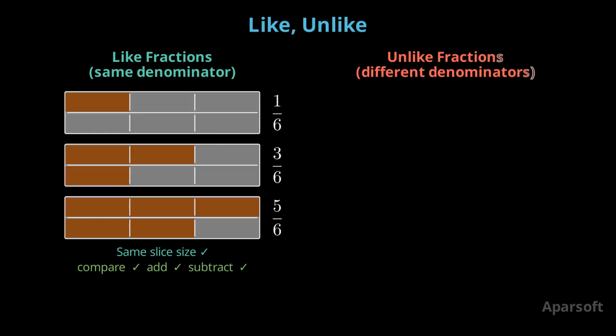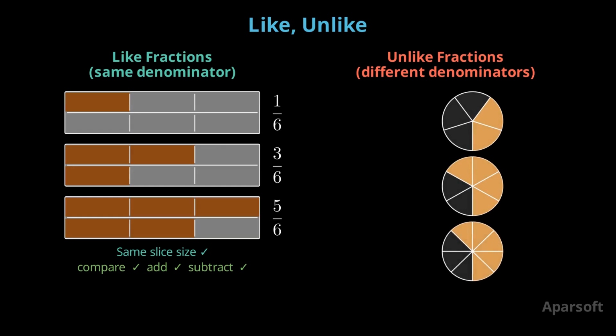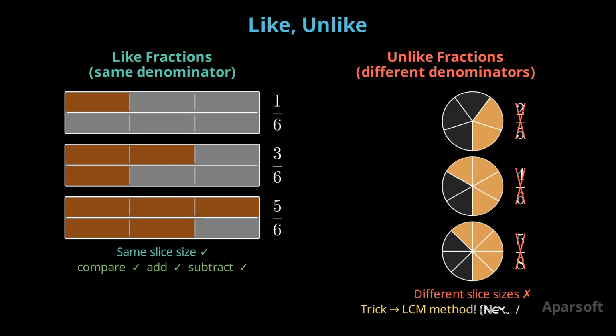Unlike fractions have different denominators, like the different pizza slices on the right. 2/5, 4/6, and 5/8. Here the pieces are different sizes. 2/5 is different than 4/6, and these both are different than 5/8. So we cannot compare them directly. We will need a trick for that. We will explore it in the next lesson.